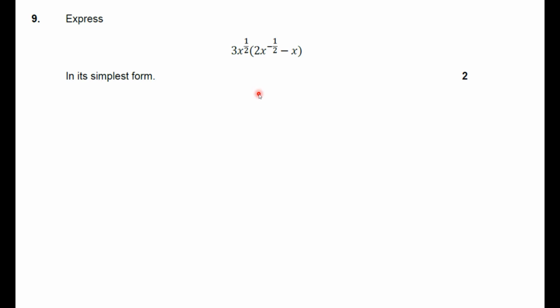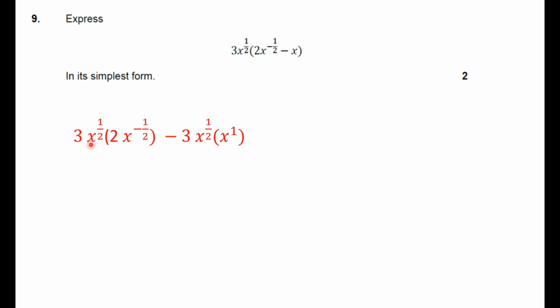Okay, here's question 9. It's worth 2 marks. We multiply everything by 3x to the power of half. So we'll have 3x to the power of half times the first one, that's 2x to the negative half, and then 3x to the half multiplied by x. Now x is x to the power 1.